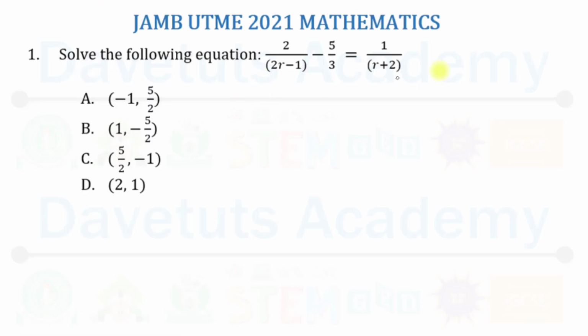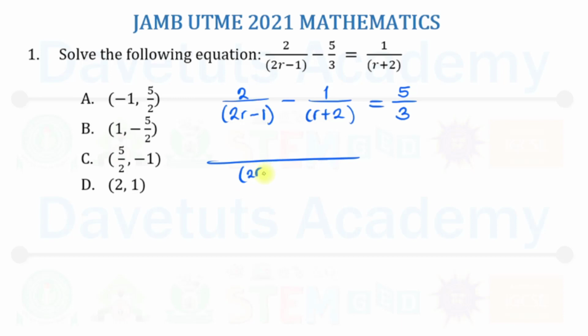Now here in this question, we have to solve for this particular equation, and one of the very first things that will help you is to put the like terms together. So you can have 2 over 2r minus 1. Then when this goes to the other side, it becomes minus 1 over r plus 2. And when we have minus 5 over 3, moving on here, we have it to be 5 over 3. So here, my aim is to have 2r minus 1 here, multiplying r plus 2. And I'm having that to be equal to 5 over 3. But then I will just cross multiply directly.